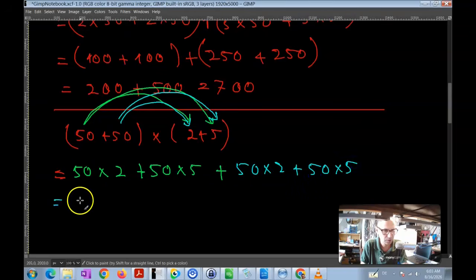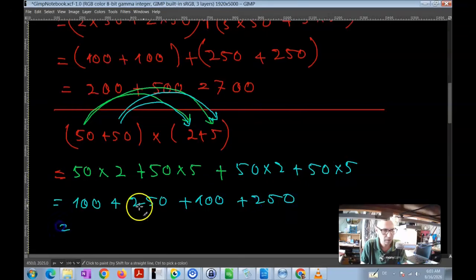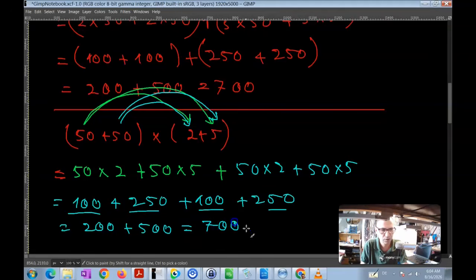And then 50 times 2 is equal to 100. 50 times 5 is equal to 250. 50 times 2 is equal to 100. And 50 times 5 is equal to 250, right? And that's 100 plus 100, that's 200. So that's 200, these two, and 250 and 250 is 500, and that's 700, right?